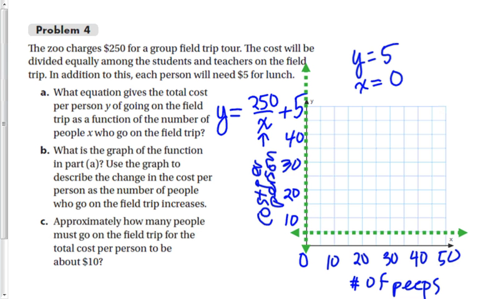And now, let's just make a table of values for this. So this is my number of people. I'm not going to go down to 0, but we'll go 10, 20, 30, 40, and 50, and we'll find those values.